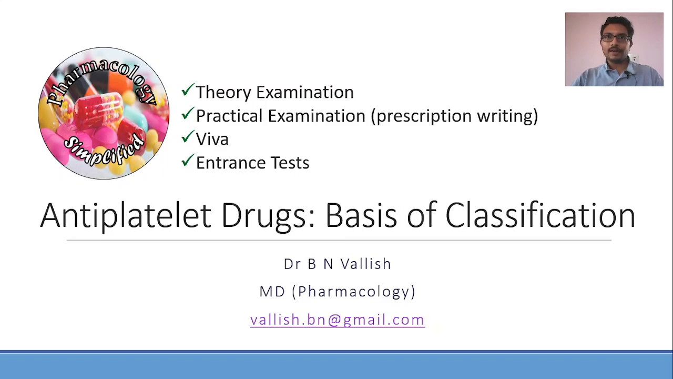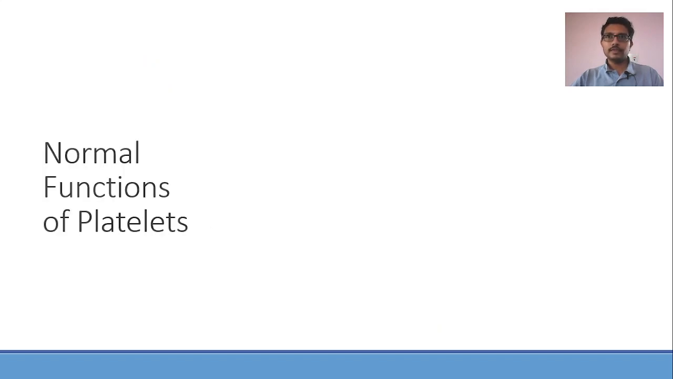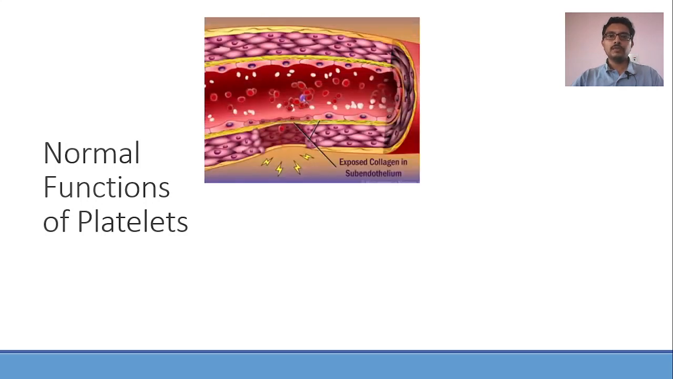Now, if you want to know how we classify the antiplatelet drugs, first we should know the normal functioning of the platelets. The platelets, as we all know, are responsible for blood clotting, blood coagulation. In the normal blood vessel, whenever blood is flowing, RBCs and WBCs are always flowing in the center of the stream, whereas platelets are generally sequestered to the periphery.